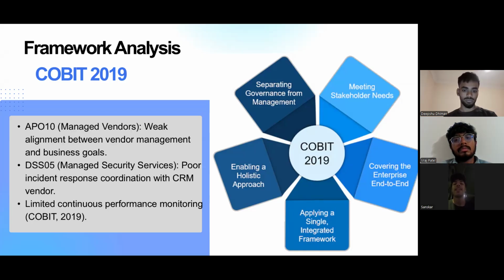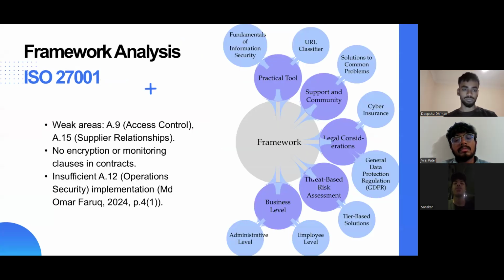Now we are on slide 9, framework analysis, ISO 27001. The contrast illustrates the difference between certified compliance and practical security. It revealed major gaps: the vendors' contracts were missing requirements for encryption and monitoring. Alliance did not implement sufficient operational security practices, including system logs or audit review processes.